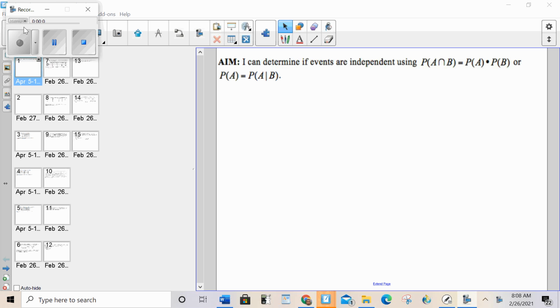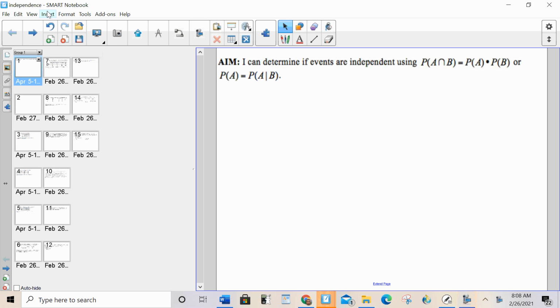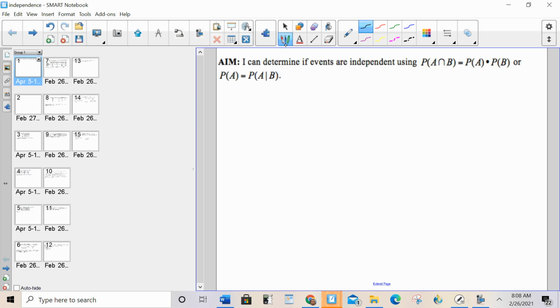Good morning. Today, I can determine if events are independent using P of A and B equals P of A times P of B, or P of A equals P of A given that B. So, to determine if events are independent, I can use either of these formulas. Depending on what information they give you, you might be able to use both, or you might have to use one specifically. And basically, you need to memorize these two formulas.